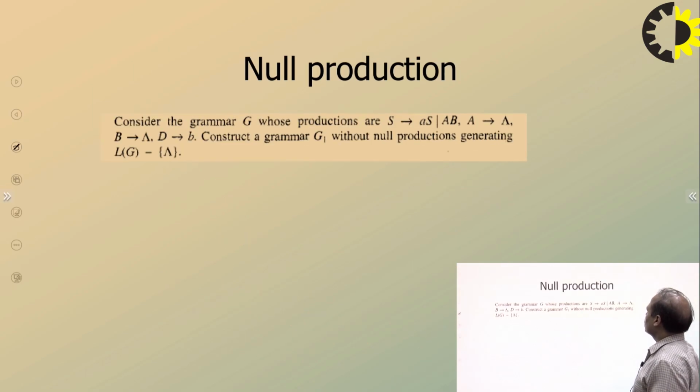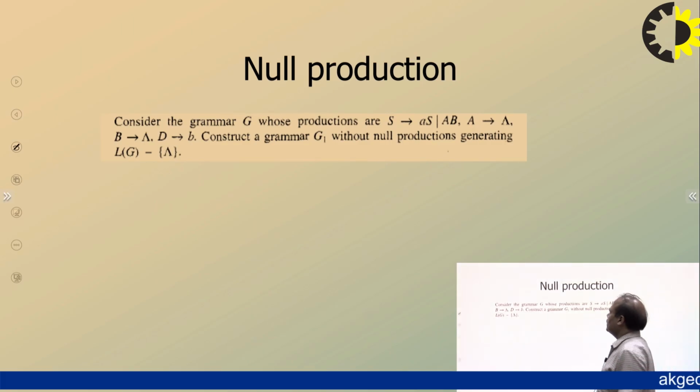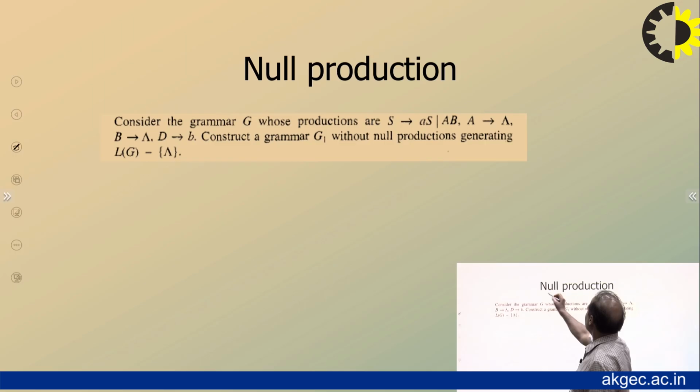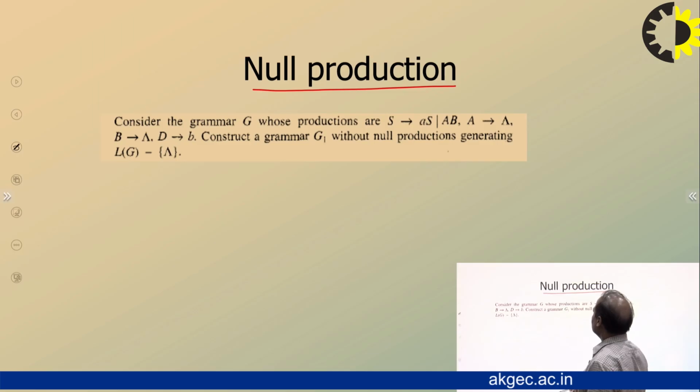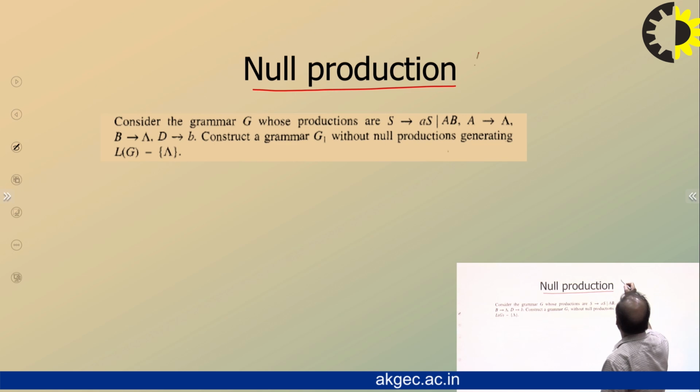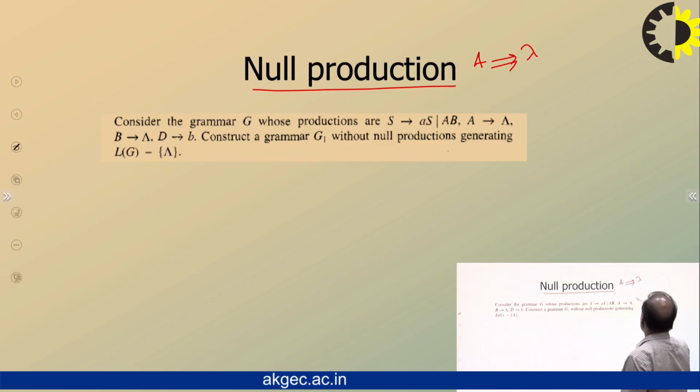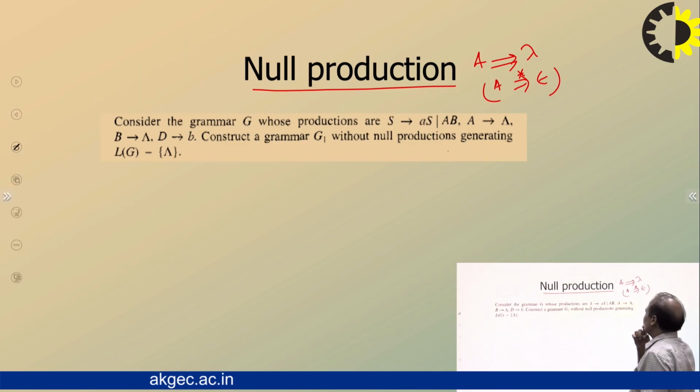Clear? So next thing in the simplification is the null production, right? It is a very important production. So consider the grammar G whose productions are like this. A production of the form, let's say A goes to lambda, is called a null production, or sometimes in the books it is written as A goes to epsilon. So this type of production is known as a null production, and we know that a null production has no meaning in language derivation. So such productions can be removed from the grammar, right?